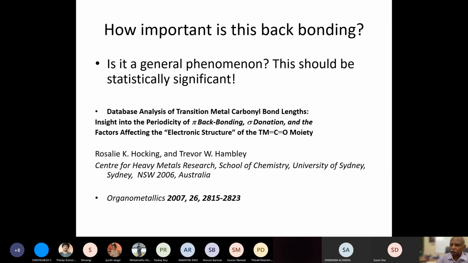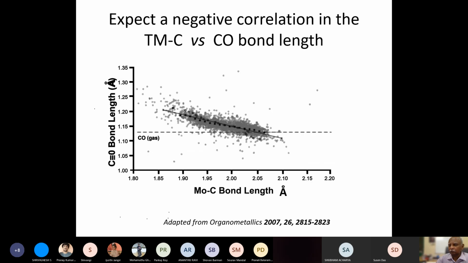This is a person called Trevor Hambley, and this person did what is called database analysis of transition metal carbonyl bond lengths. So they got some very useful insights, and I will share for you some points from this. The full paper will be uploaded in your team's website so that you can go through it. But let me just give you a few insights from this.